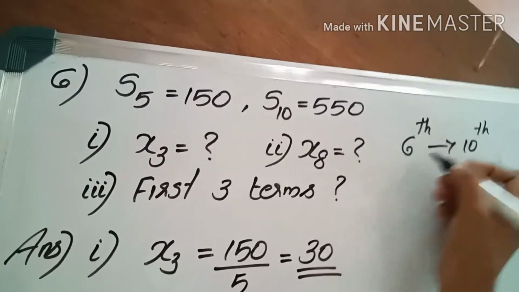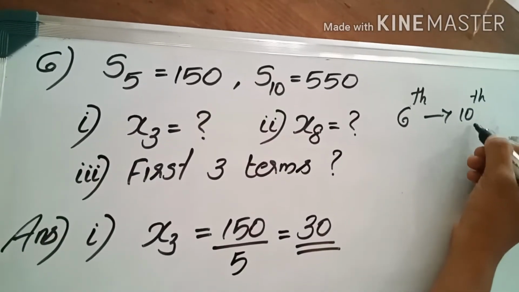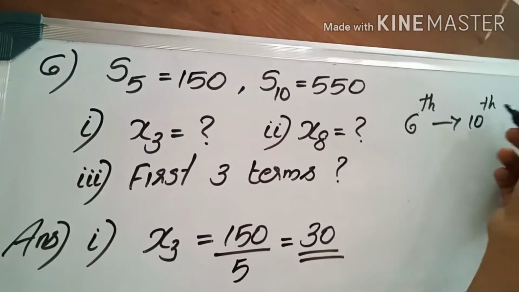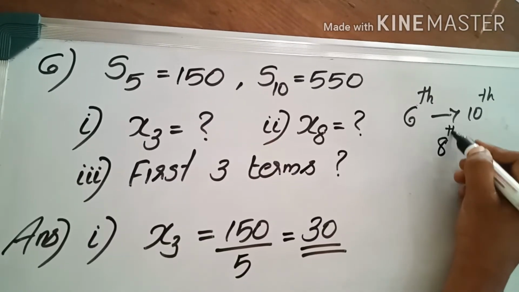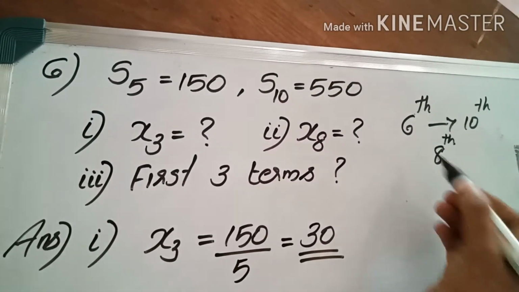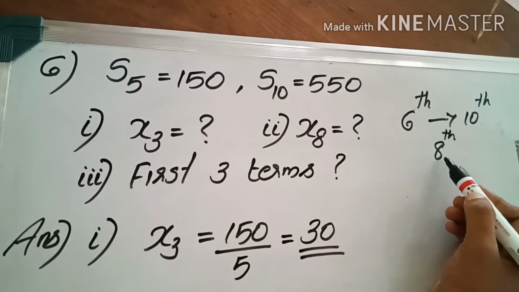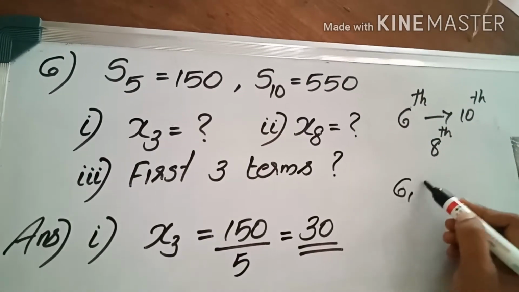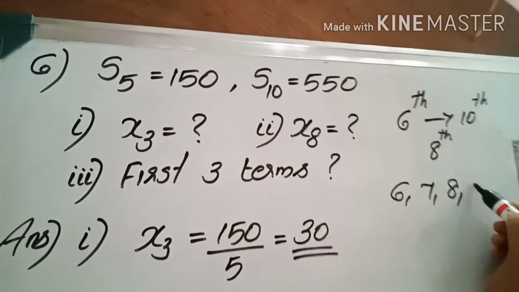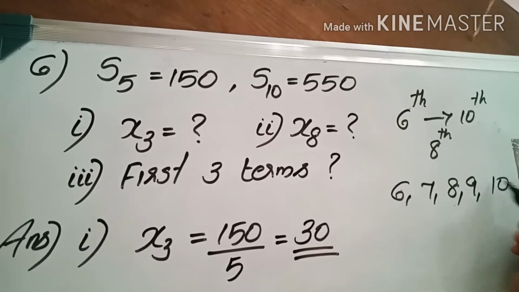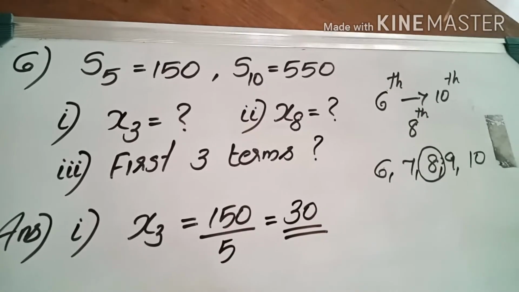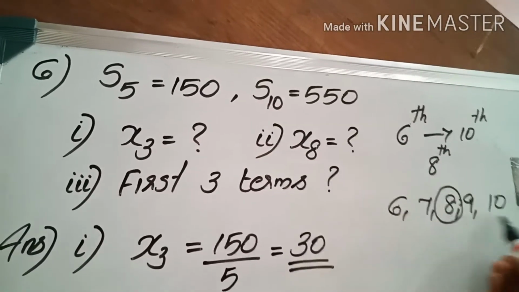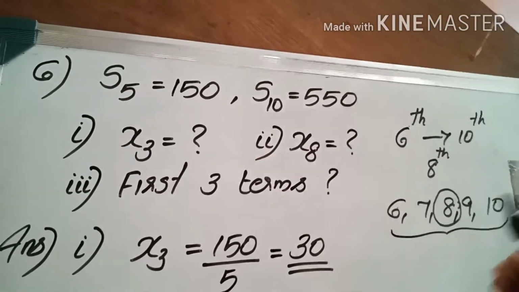If we have the sum of the 6th term to the 10th term, what will that sequence's middle number be? The 8th term will be the middle number. From 6 to 10, the middle number is 8. That is 6, 7, 8, 9, 10. Which is the middle number? The 8th position number will be the middle number. But we need the sum from 6 to 10.